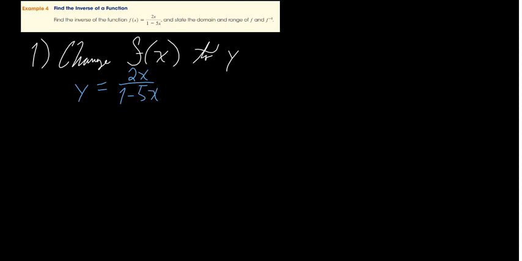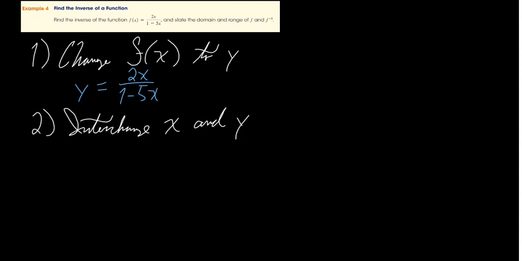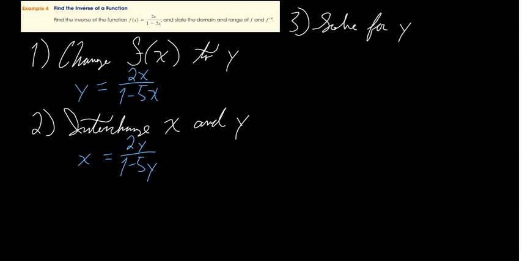2, we're going to interchange x and y. So we're going to have x equals 2y over 1 minus 5y. 3, we're going to solve for y. So we're going to take that equation and solve for y. Let's put periods here.